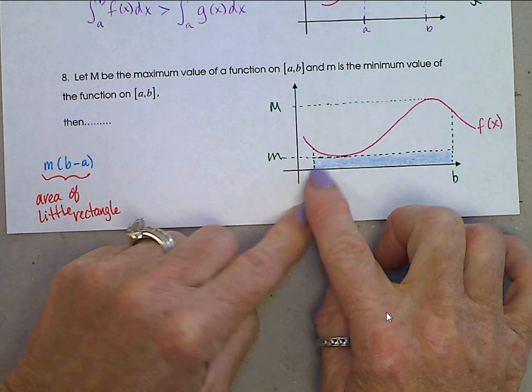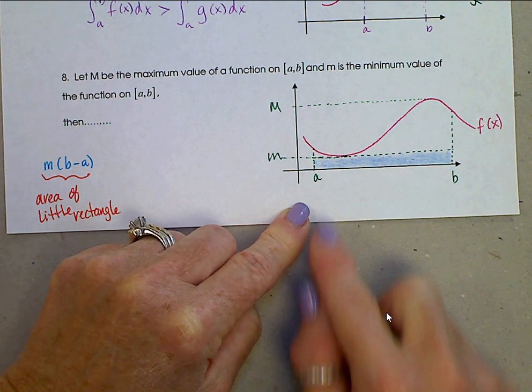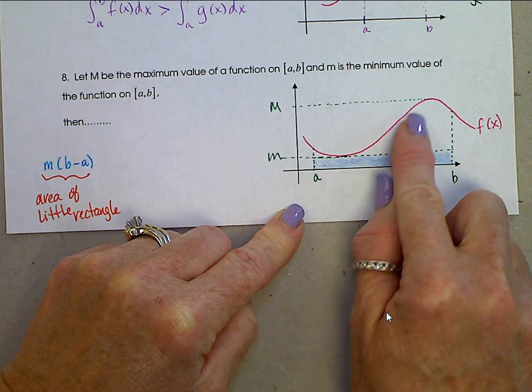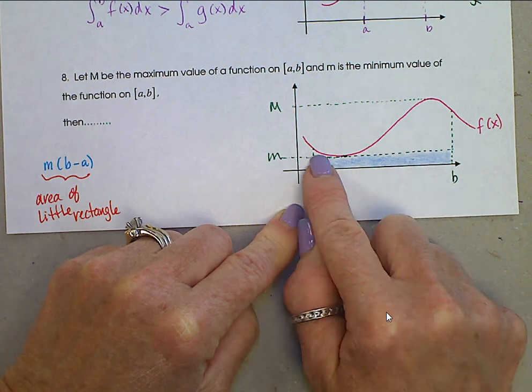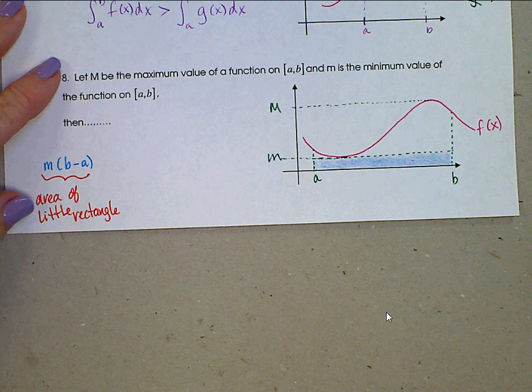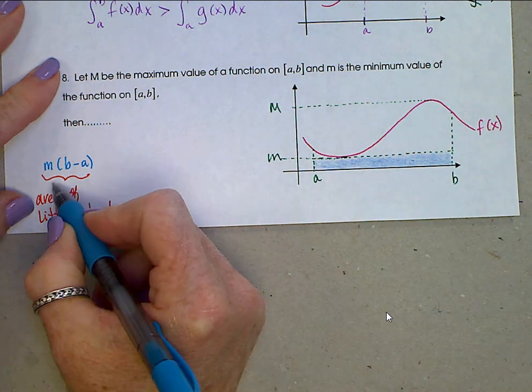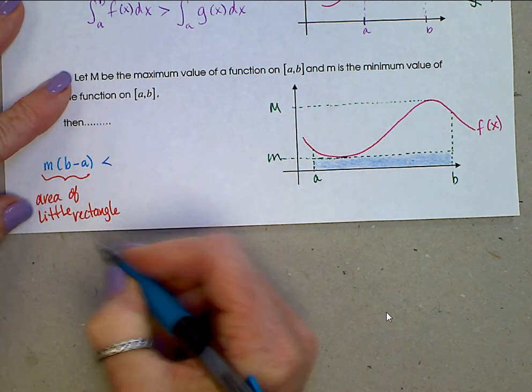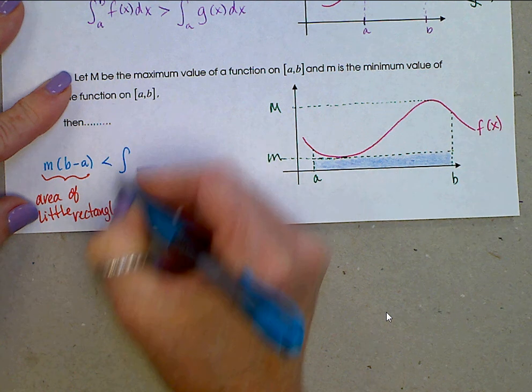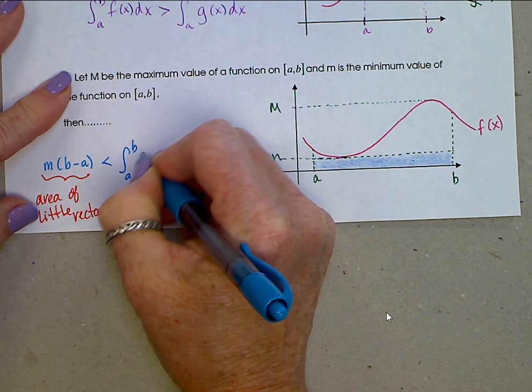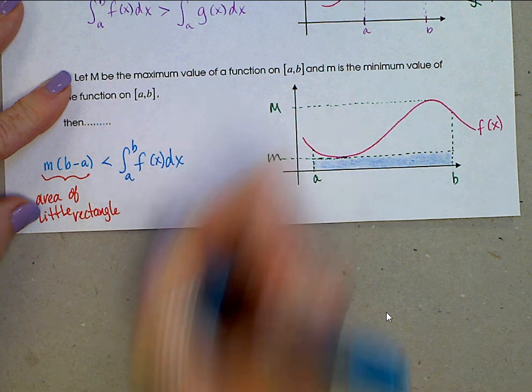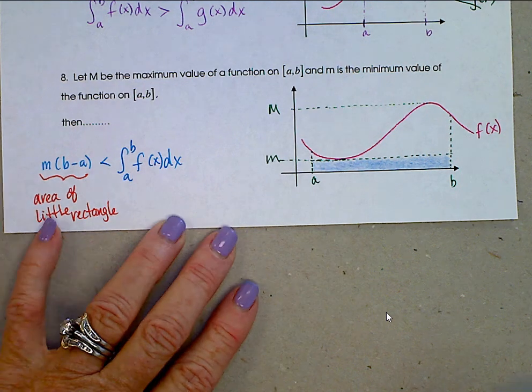So the area of that little rectangle is m times b minus a. All right, how does the area of that little rectangle compare to the area underneath f of x? Clearly it's smaller, which means that the area of the little rectangle is less than the integral from a to b of f of x dx. That's the area underneath the curve.